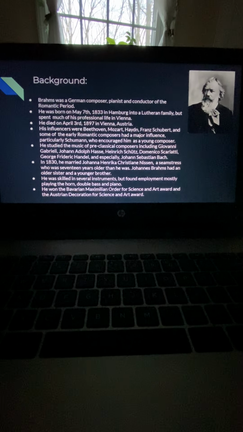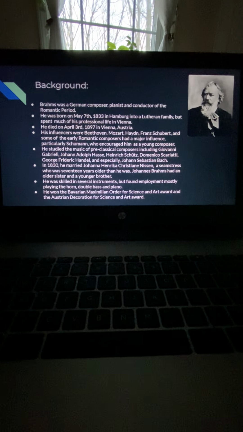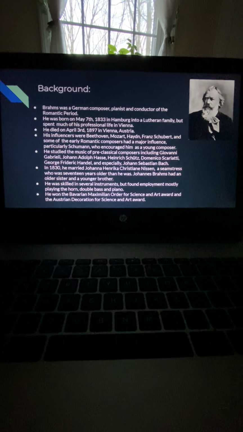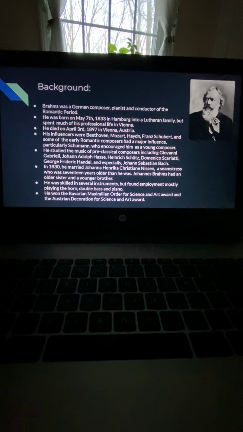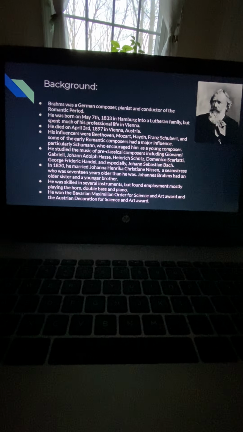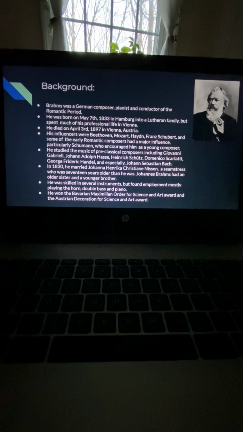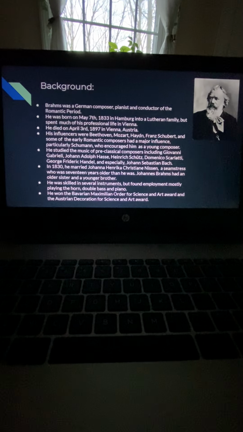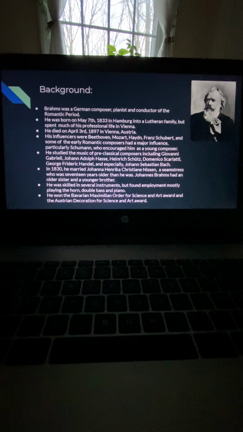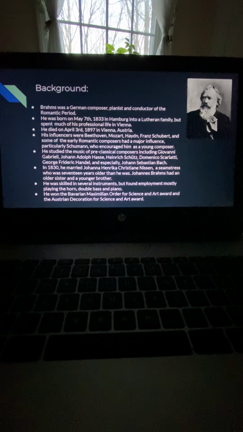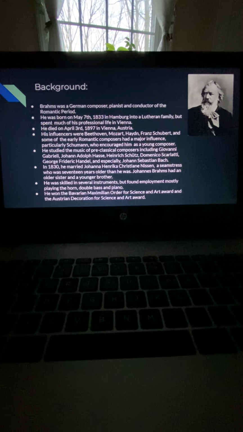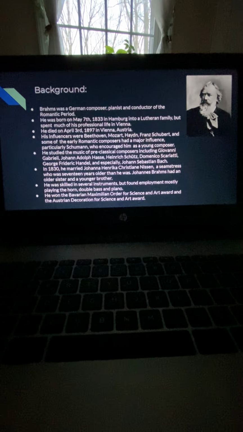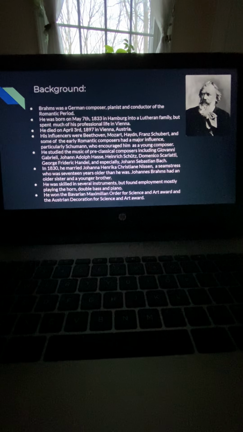His influences were Beethoven, Mozart, Haydn, Franz Schubert, and some of the early Romantic composers had a major influence, particularly Schumann, who encouraged him as a young composer. He studied the music of pre-classical composers including Giovanni Gabrieli, Johann Adolf Hasse, Heinrich Schütz, Domenico Scarlatti, George Friedrich Handel, and especially Johann Sebastian Bach.